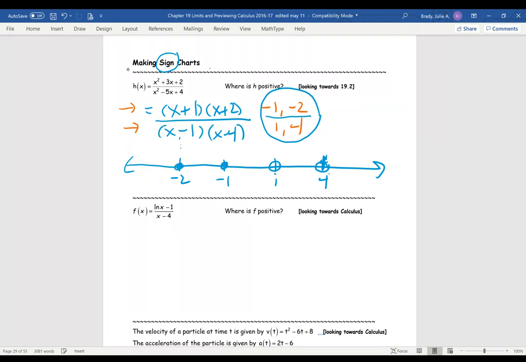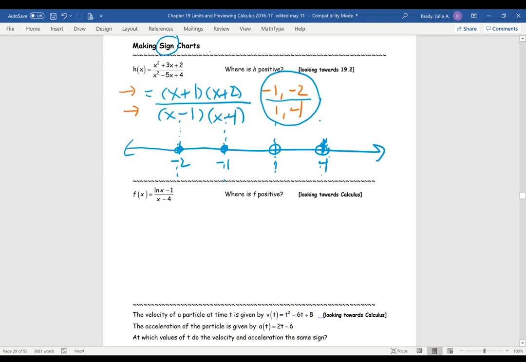Now what I'm going to do is split the region. People do sign charts differently. One common way is you can pick a number in a region. Say you wanted to figure out, is the function positive or negative in this region over here to the left. You could pick any number in that region, like negative 3 or negative 4, and put it into the function and see if you get negative or positive, and that means that whole interval is. But I think it's easier to organize it this way.